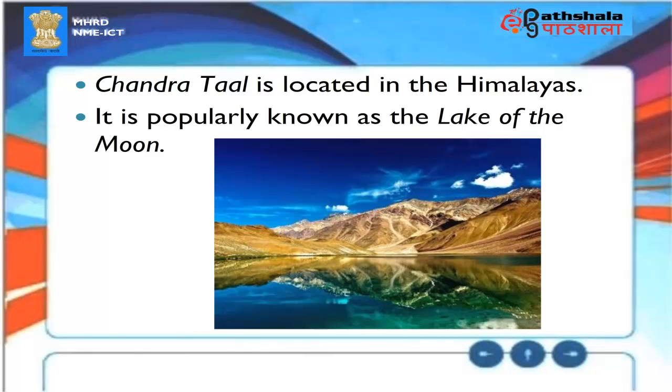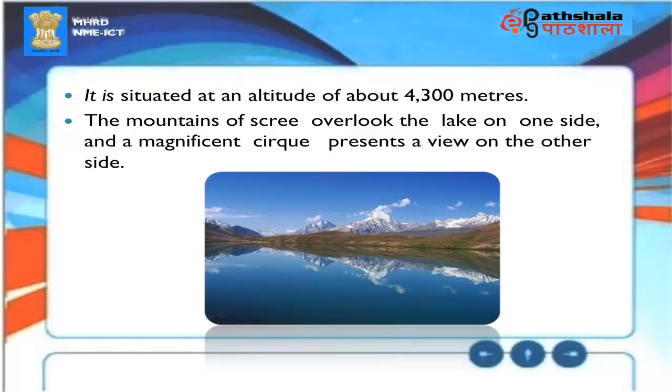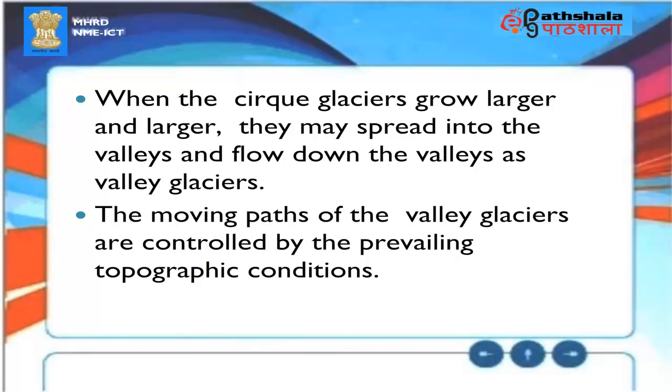Chandra Tal is located in the Himalayas. It is popularly known as the Lake of the Moon. It is situated at an altitude of about 4,300 meters. The mountains of scree overlook the lake on one side, and a magnificent cirque presents a view on the other side. Larger and larger, they may spread into the valleys and flow down the valleys as valley glaciers. The moving parts of the valley glaciers are controlled by the prevailing topographic conditions.